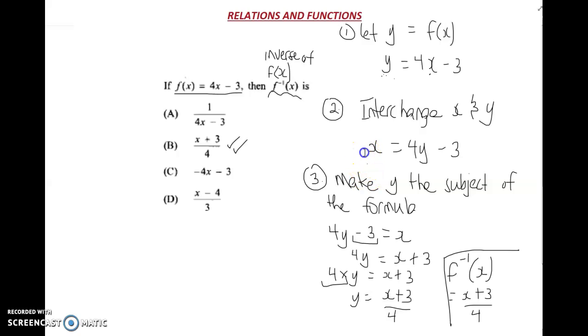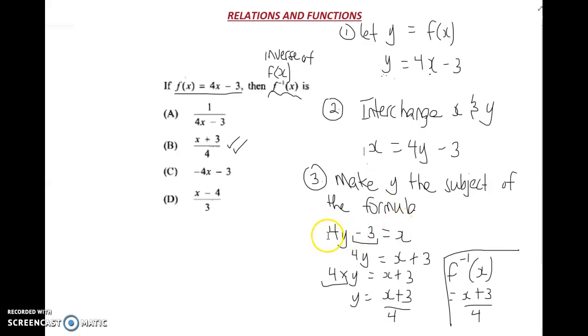So in step 2, right now, x is my subject of the formula. For those who can't remember, the subject of a formula is that letter alone that is equal to everything else. So in step 2, x is my subject because that alone is equal to everything else. Now for step 3, we want to make y the subject of the formula. We want to make y alone equal to everything else. So you need to carry across everything that's next to y.